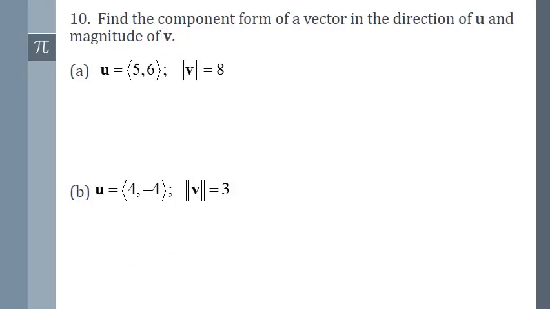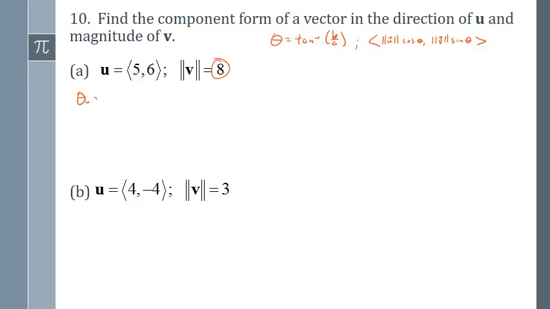The only difference is we're given a magnitude, but we are not given a direction, but we're still told our vector needs to be in the direction of u. So the first thing we're going to do is find the direction of u. So remember, we can find the direction with the inverse tangent of b over a, and then our component form is going to be the same thing: magnitude of the vector cosine theta, magnitude of the vector sine theta.